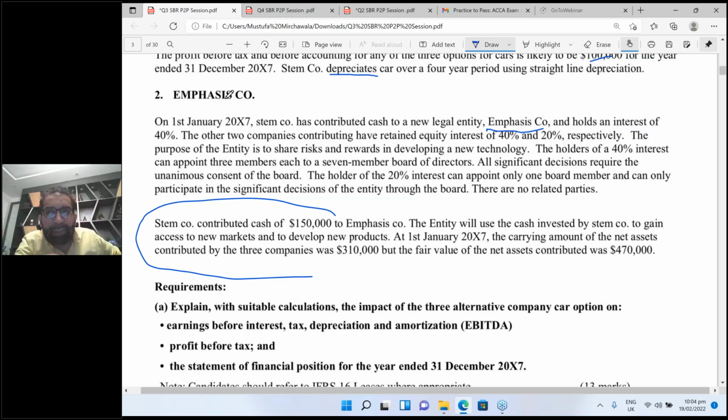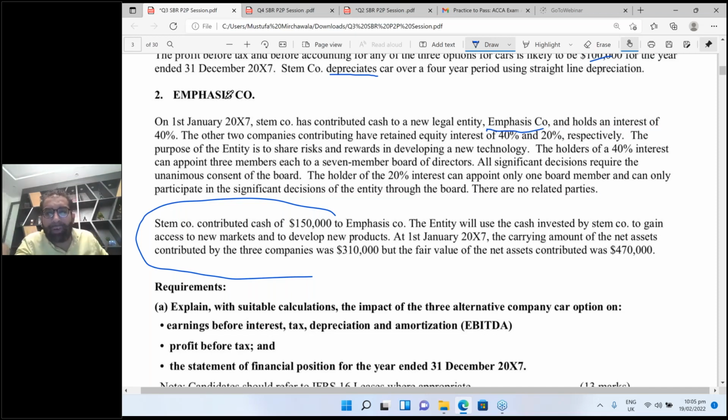Now the other two companies contributing have retained equity of 40 and 20. That means there are three owners: 40 STEM company, 40 another guy, and 20 another guy, respectively. The purpose of the entity is to share risk and reward in developing a new technology together.